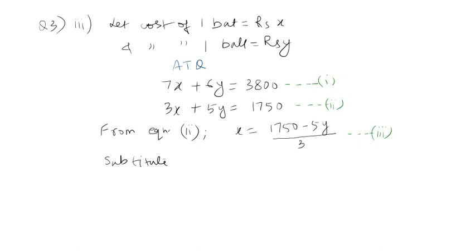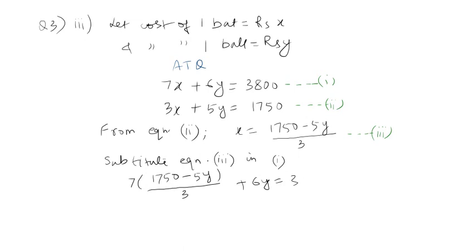Substitute in equation 1. So in place of x we can write (1750 minus 5y) whole divided by 3, plus 6y is equal to 3800. So now this is a linear equation in one variable.